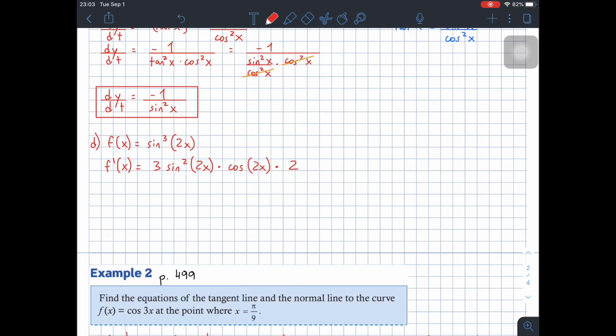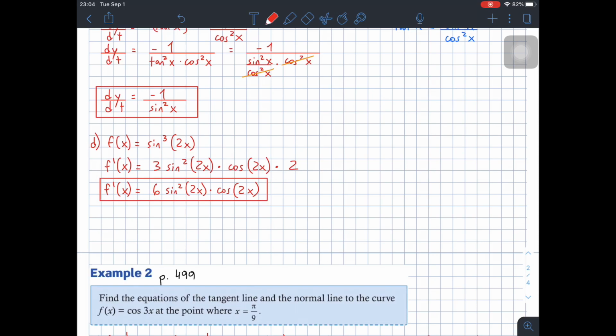And that's it. Now we can reorganize this in order to have our final result. And this would be equal to 6 times sine squared of 2x times cosine of 2x. And this is our final answer for this exercise. Okay, so I hope this is getting clear for you.